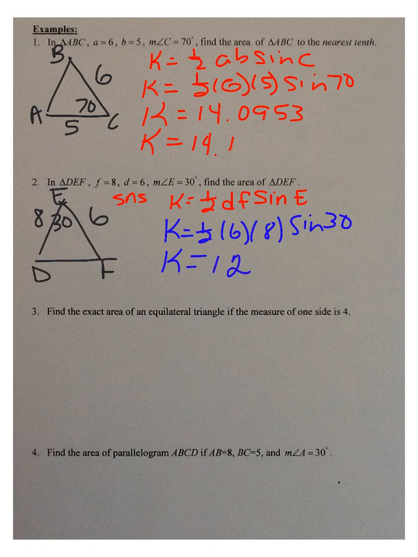So let's take a look at number 3. It says find the exact area of an equilateral triangle whose measure of one side is 4. So remember, in an equilateral triangle, all the sides and all the angles are equal. So I'm going to draw a picture. So I have an equilateral triangle. All the sides are the same because it's equilateral, and all the angles would be the same. So if all the angles are the same, that means they're all 60 degrees.